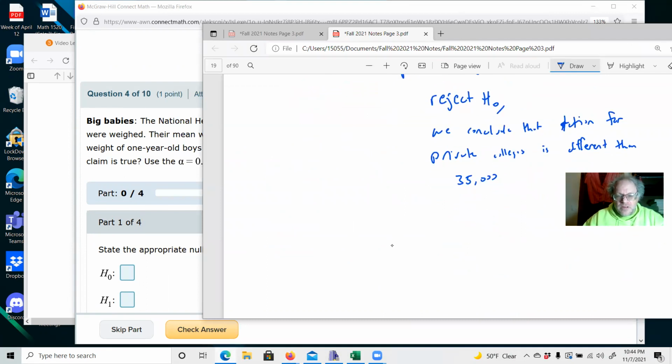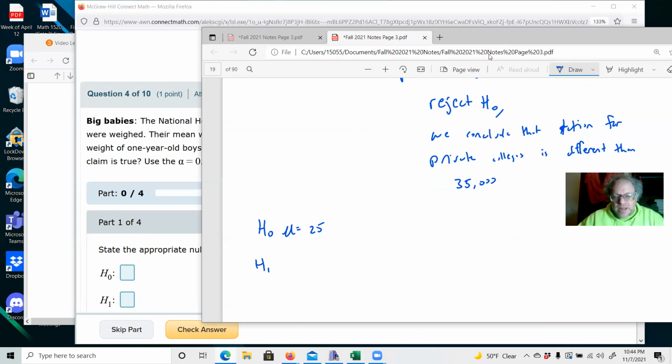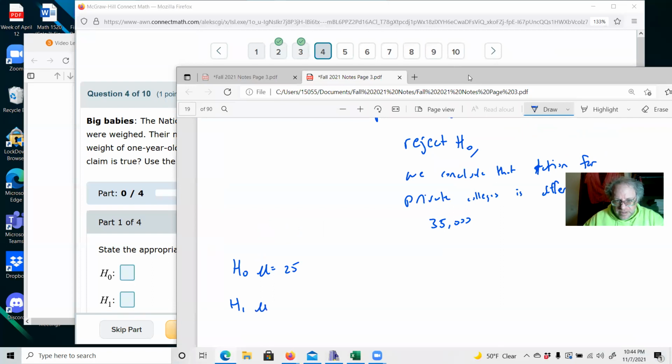Okay, so we have H0: mu is equal to 25, H1: mu is greater than 25. One second here.